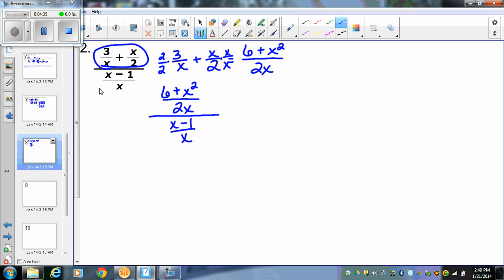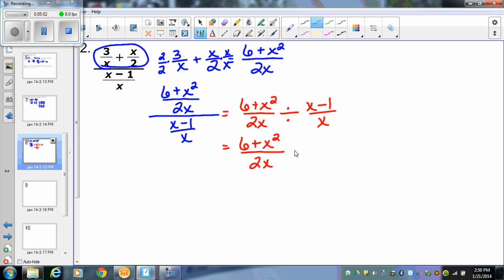I can go back to the beginning and pay attention to the whole problem now. So at this point, that can be pulled apart into 6 plus x squared over 2x divided by x minus 1 over x, which, remember, is just multiplying by the reciprocal of that second fraction. So 6 plus x squared over 2x times x over x minus 1.